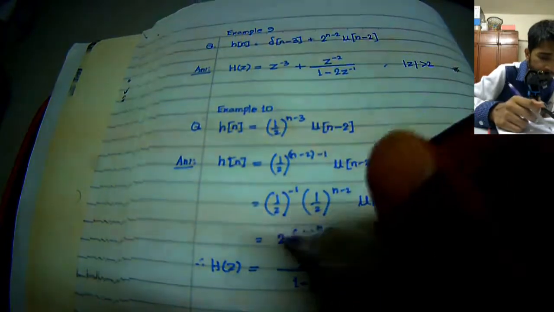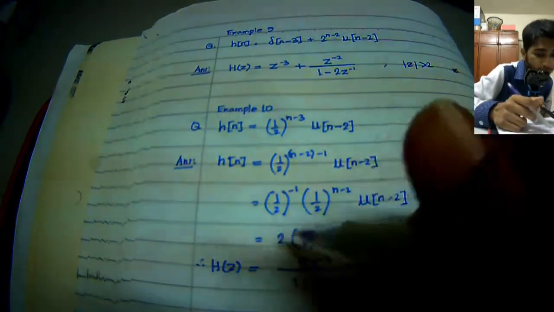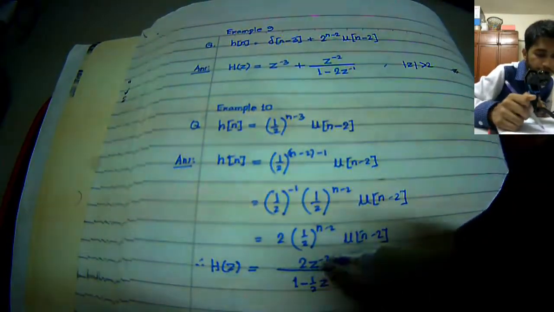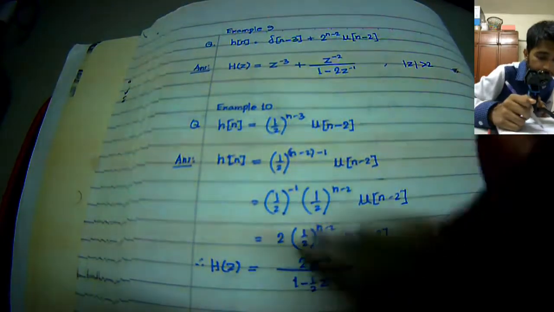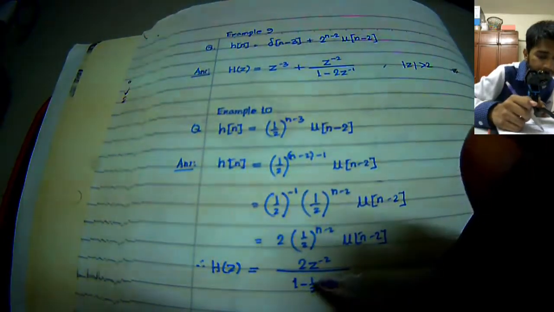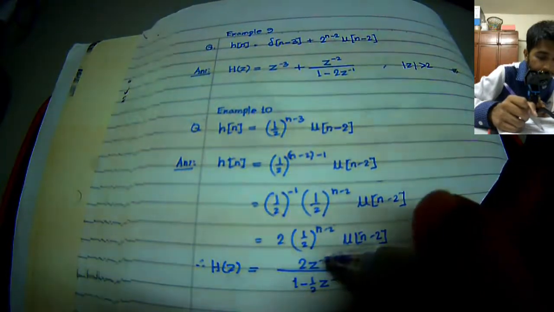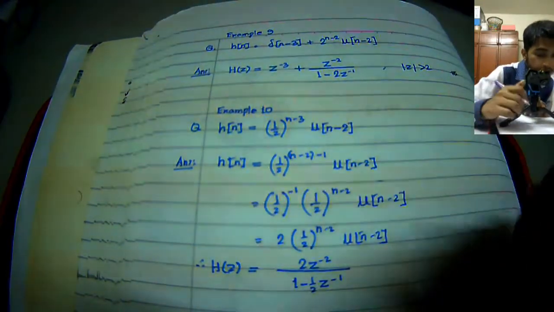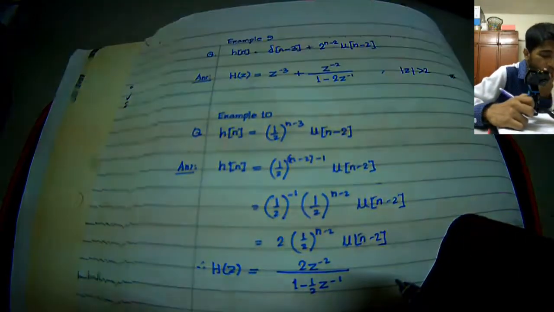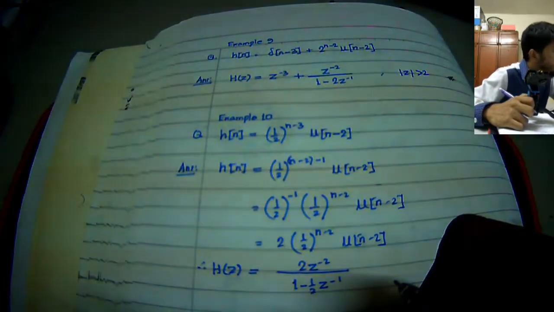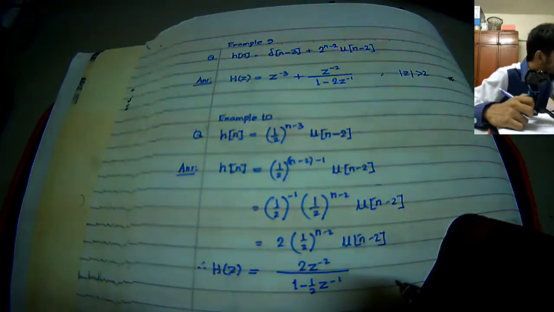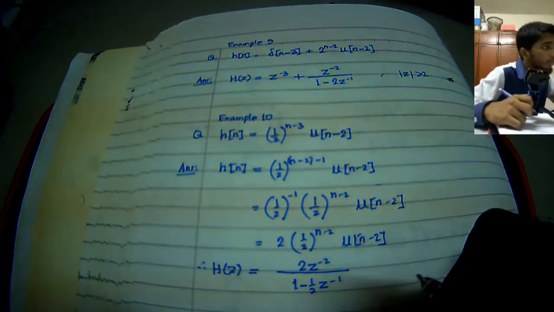So if you do the function, 2 will stay as it is, and using the pair table, you will find that we have a function like this, where this represents the a in the function, and we have z minus 2. This minus 2 is because of the delay. So we're done with example number 10. Let's move to example number 11.